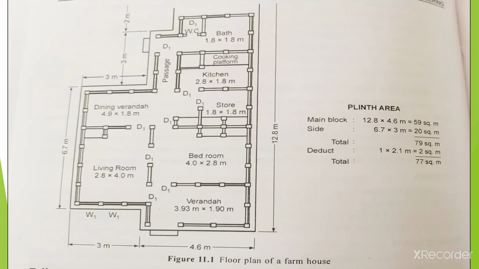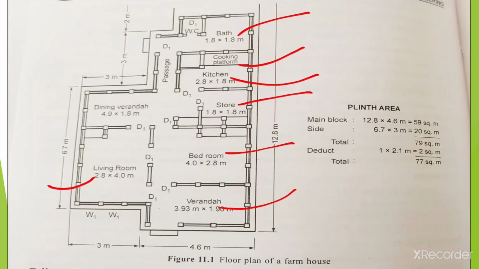This is the example of the floor plan of a farmhouse. Here is the bathroom, this is the cooking platform, here is the kitchen, then here is the storage, bedroom, veranda, here is the living room, then the dining veranda, and here is the provision for the passage, etc.